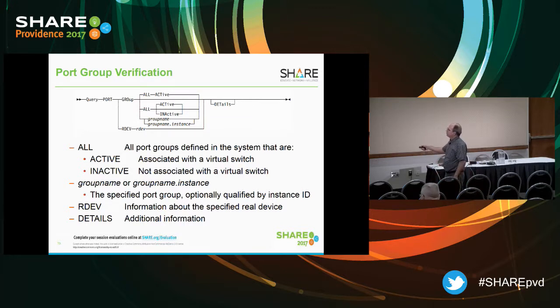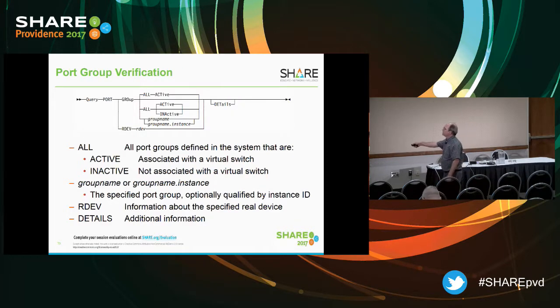Okay. So you can query the port groups, you can query them by group name. There's even a way to say, that group that we created, the port group, there's an instance of that port group for each system that's a member of the domain. If I wanted to, I can query group name.instance, and the instance is the system ID. So I can query VSW1.system A while I'm on system B, because they're all there.